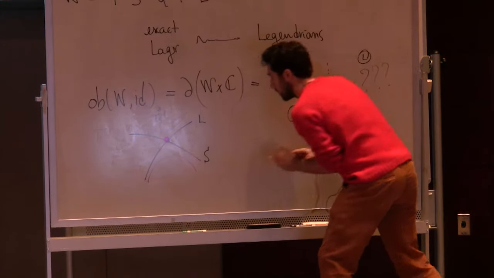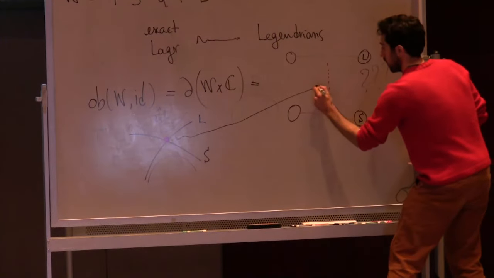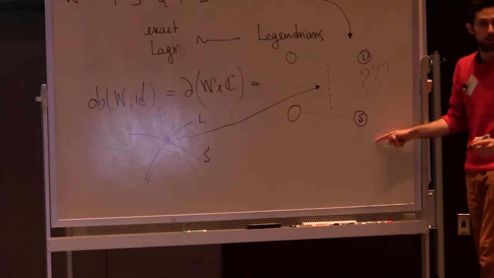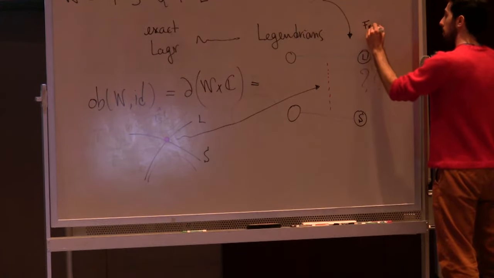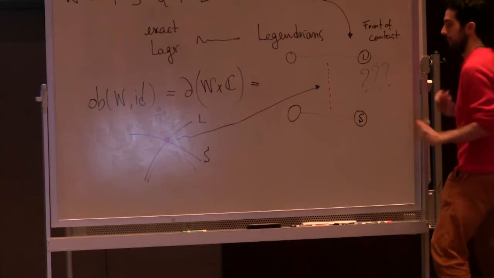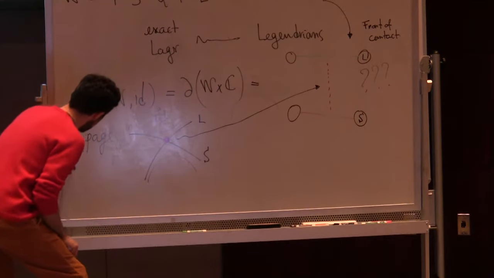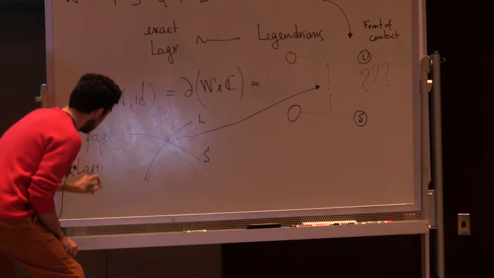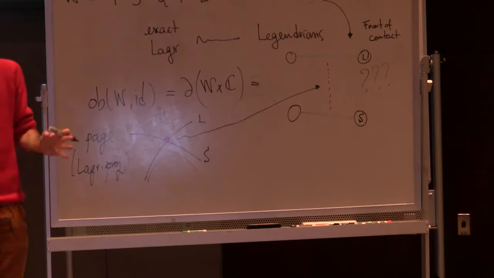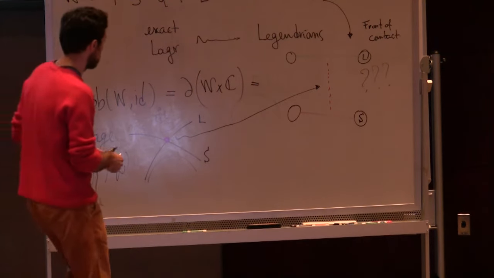This Reeb chord is the lift of this. So this is the contactization, that's the front of the contactization. And this is the Lagrangian projection. So that's the page. Yeah, as in the local picture, you just make it global, because you only keep track of the intersections.